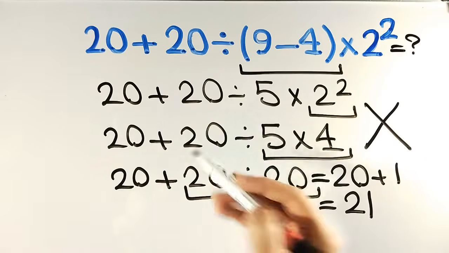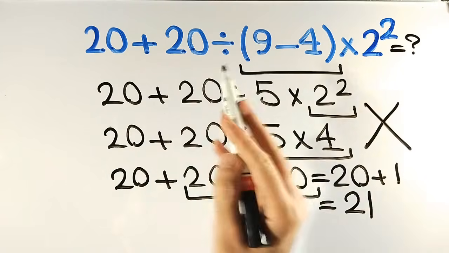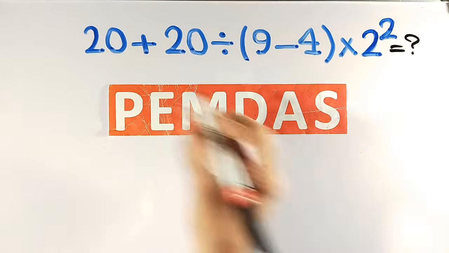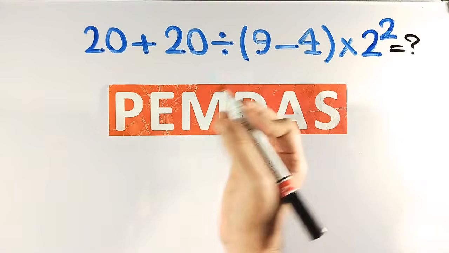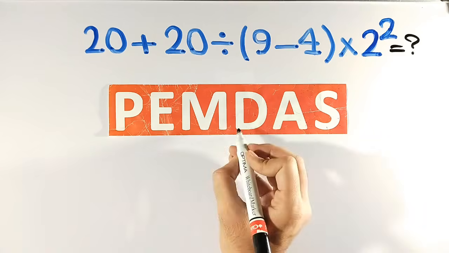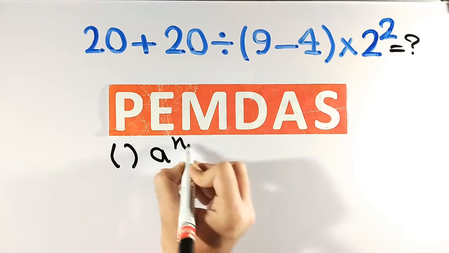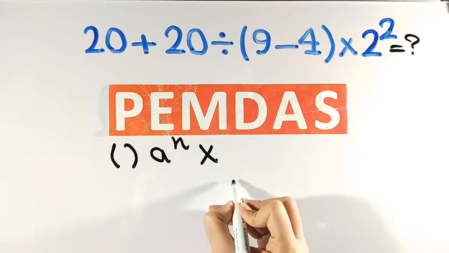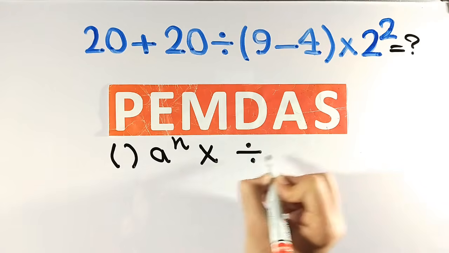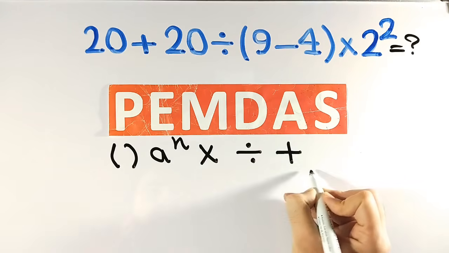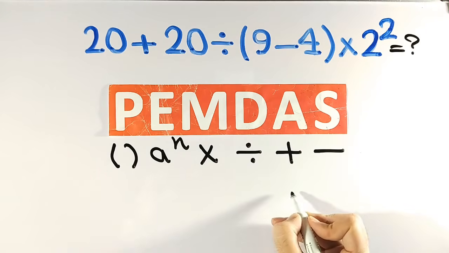Alright, now let me explain step by step how to solve this expression properly. To solve this question, we must follow a rule that is called PEMDAS. In this rule, P stands for parentheses, E stands for exponent, M stands for multiplication, D stands for division, A stands for addition, and S stands for subtraction.